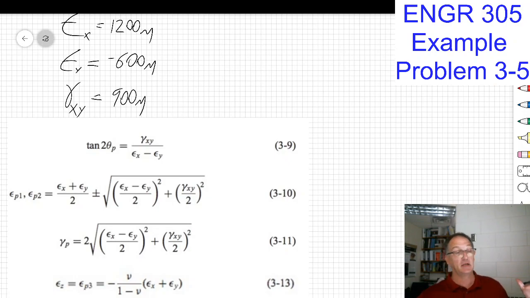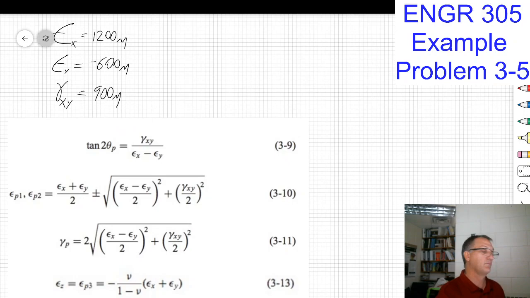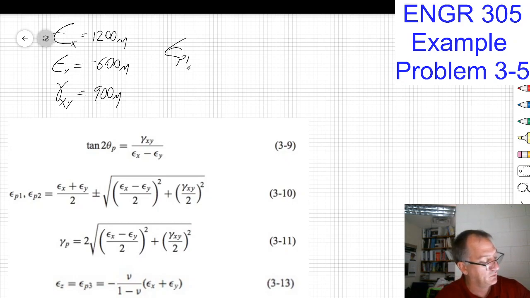How would you like to start? Would you like to start with the principal strains, the angle, the shear strain, the maximum shear strain? I'll tell you what I want to do. I want to start with the principal strains, P1 and P2, because that's just what I like.